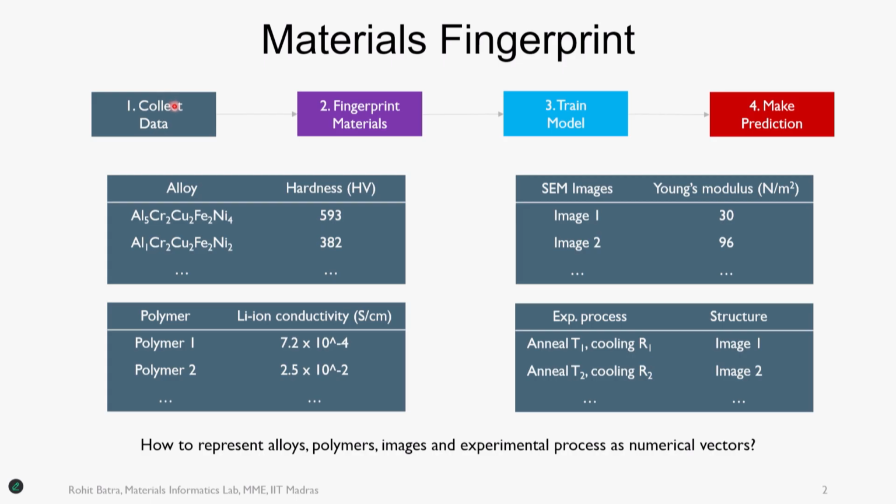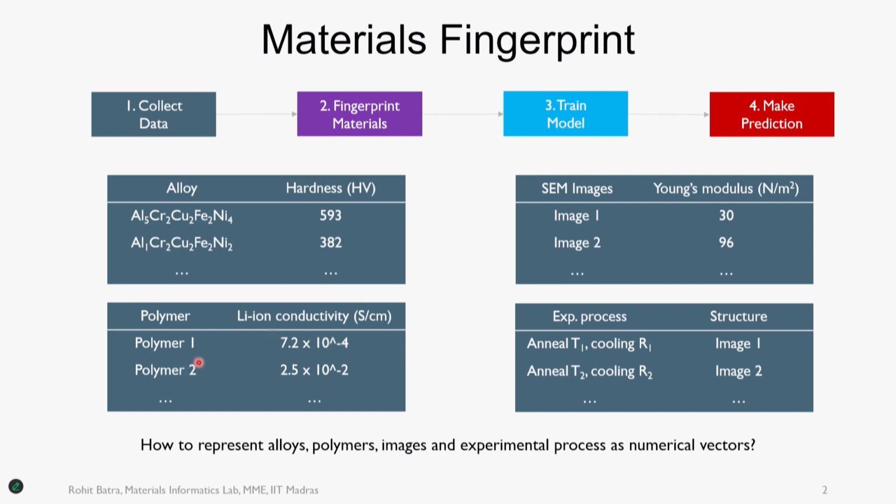Remember this from the last session, we need four stages. First, we need to collect data, then we need to fingerprint them, then a machine learning model, and then making predictions. Now, here I am giving some examples of how a data set may look. This example we already did. We talked about a few alloys and their hardness. But a data set may also be something like this, wherein you have different polymers and their associated lithium-ion conductivity, something like the solid state lithium-ion electrolyte example I gave.